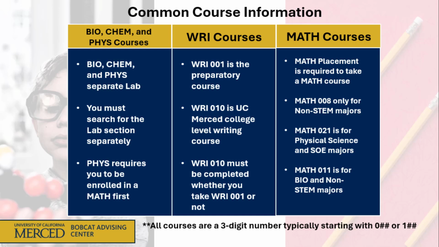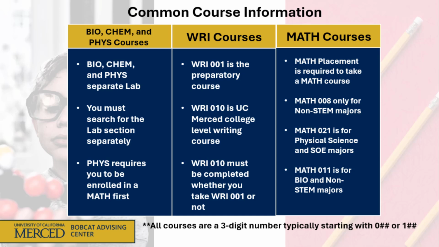It is also important to know that for Physics 8 and 18, you must have Calculus 1 completed before or taken at the same time as the Physics. Writing 1 is a preparatory course and Writing 10 is a college level writing course. Based off your placement exam, you will be able to select either Writing 1 or Writing 10. Writing 10 must be taken even if you take Writing 1. Writing 1, on the other hand, is an optional course for anyone who feels that they would like to practice more on their writing. For the math courses, math placement must be taken in order for you to take a math course. If you don't have the math placement taken, you cannot take a math class.